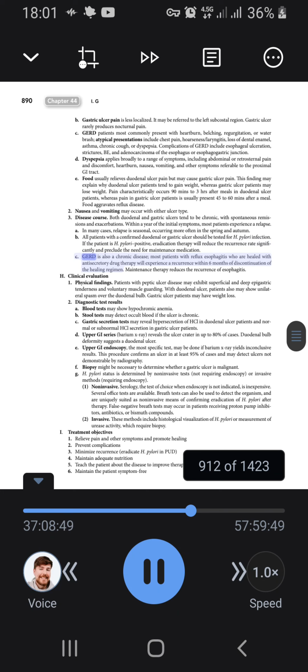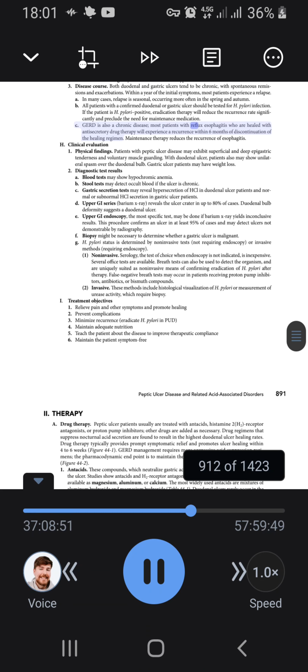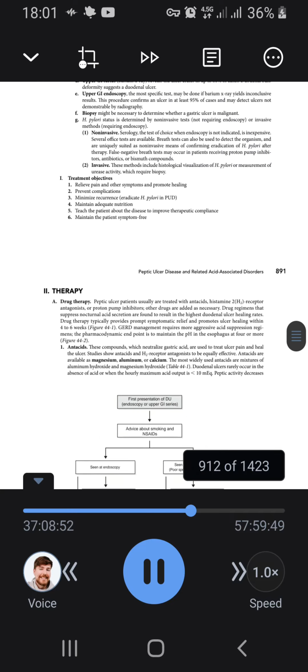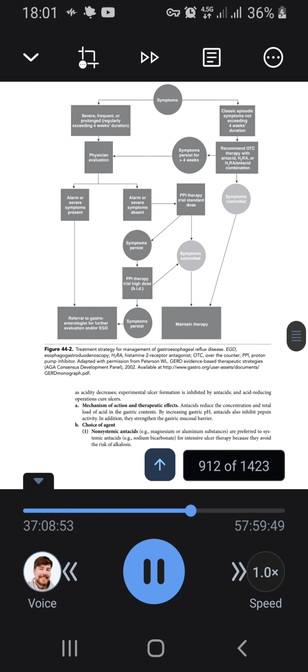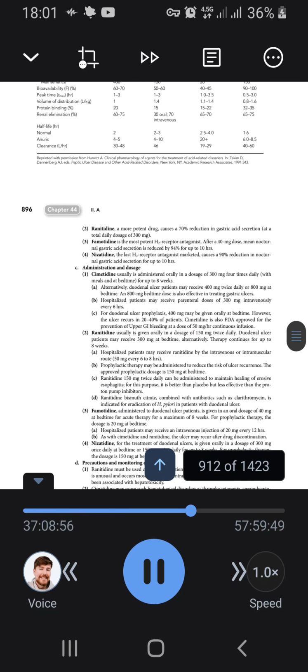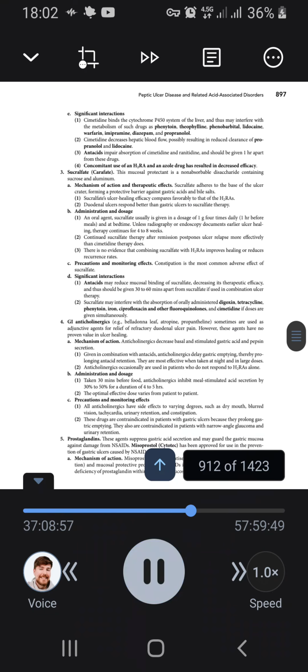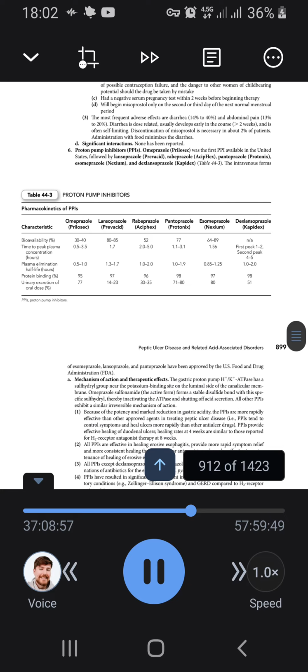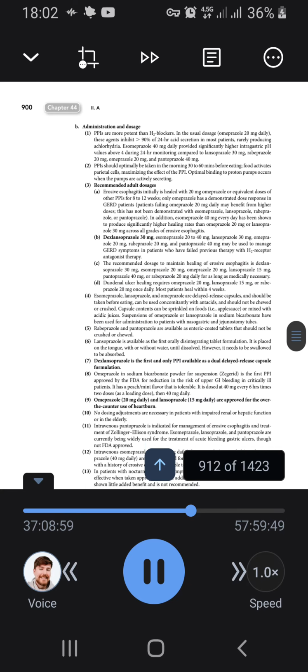C. GERD is also a chronic disease. Most patients with reflux esophagitis who are healed with antisecretory drug therapy will experience a recurrence within 6 months of discontinuation of the healing regimen. Maintenance therapy reduces the recurrence of esophagitis.